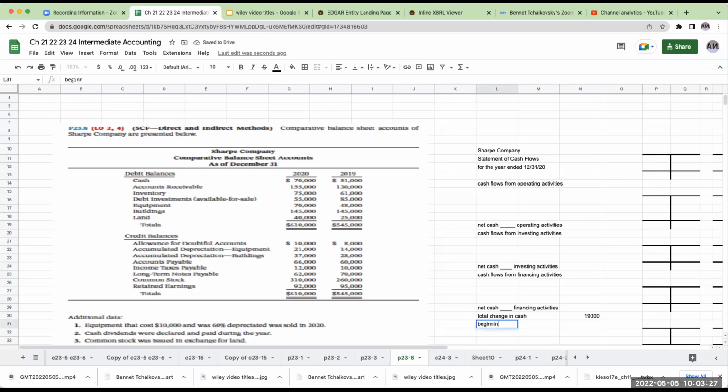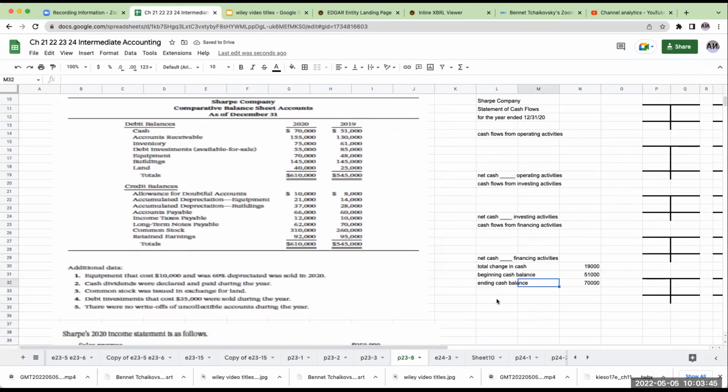Our beginning cash balance was 51,000, so our ending cash balance is going to be $70,000. Then we're going to have non-cash transactions.